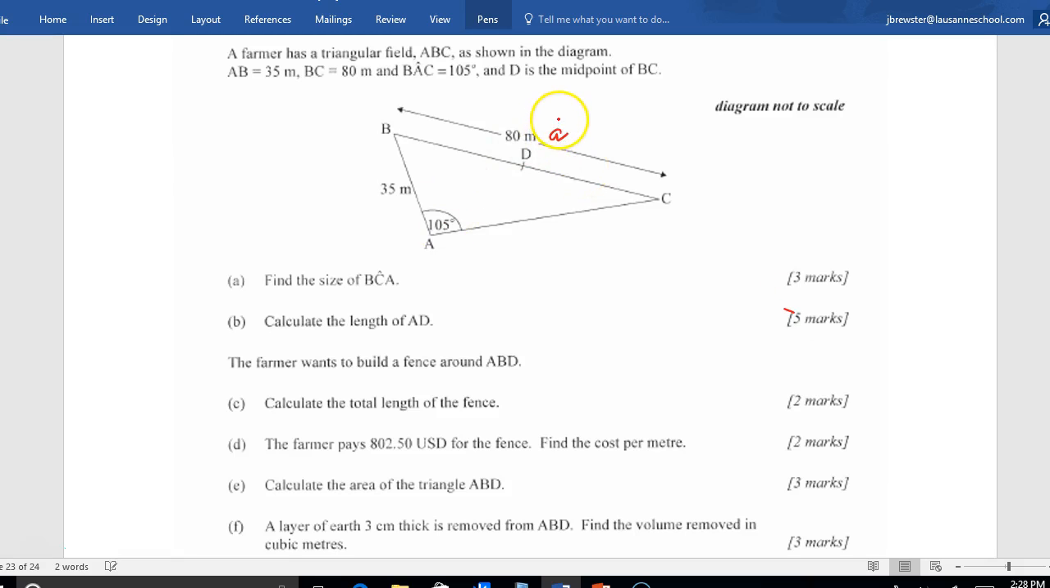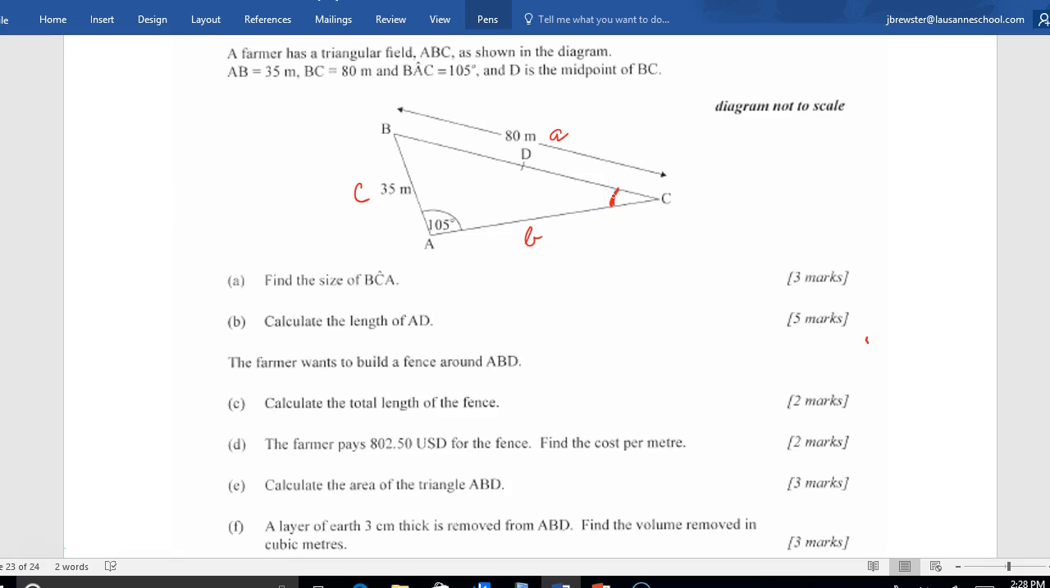Side A is always across from angle A, side B is down here, and side C is there. I just think it helps when you set up your formulas. First of all, find the size of angle BCA. The middle letter is your vertex, so BCA is here. And always first consider law of sines.